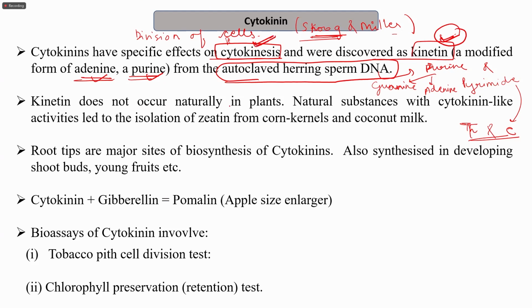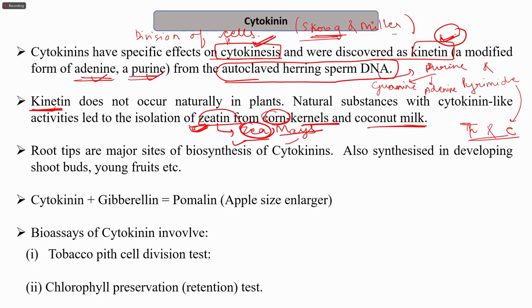So kinetin does not occur naturally in plants. Natural substances with cytokinin-like activities led to the isolation of zeatin. So kinetin is not a naturally occurring PGR in plants, but the naturally occurring cytokinin in plants is zeatin, which was first isolated from Zea mays. That is corn. So it was first isolated from corn kernels and coconut milk, and it was named zeatin based on the substance from which it was isolated.